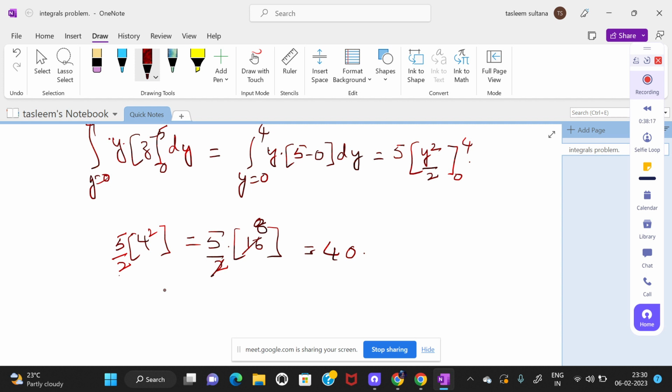Yes, Aditya, what did you get? I got 40 only. 40 as well. Okay. Yes, ma'am, I got 40. This is our equation number 1. And what they are doing next time is making y equal to 0.